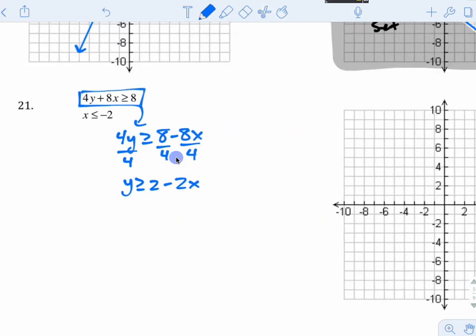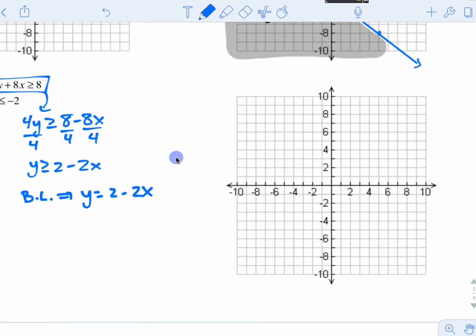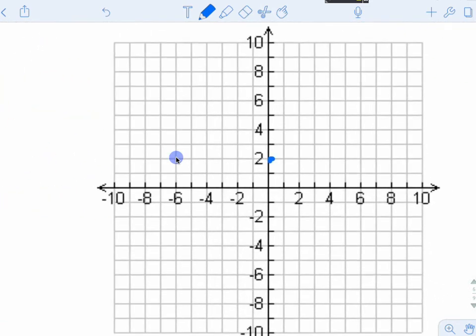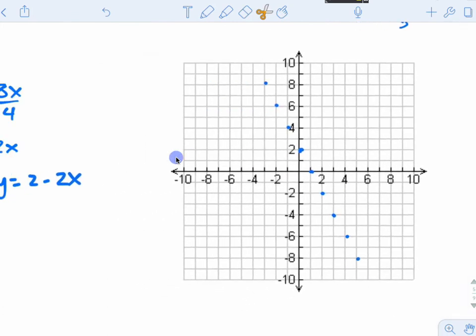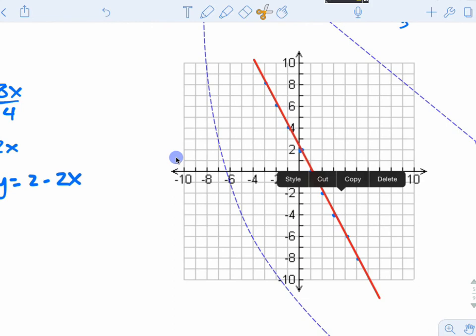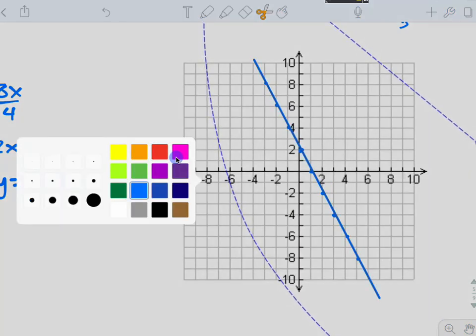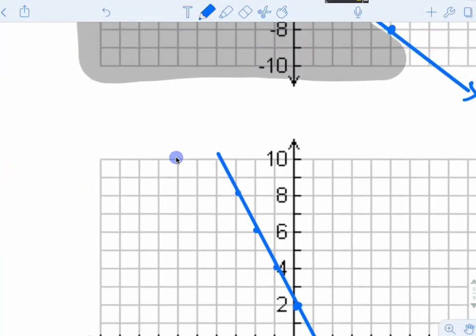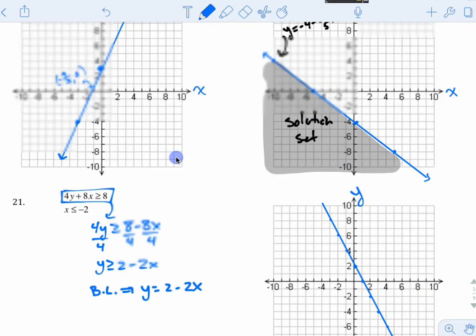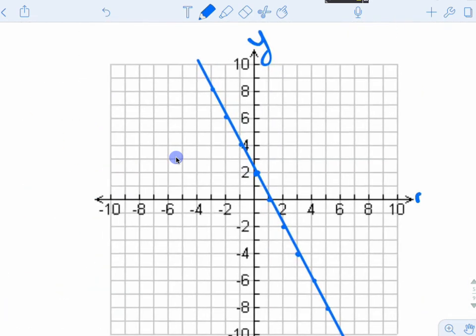We're going to graph the boundary line first. The boundary line is just going to be the line y equals 2 minus 2x, and this will be the boundary between ordered pairs that are and are not solutions to this inequality. So here are some points on that boundary line. Let's go ahead and graph that boundary line. All right, primo. Let's make it blue. Fantastic. Oh, don't forget to label those axes. Did I remember earlier? Yes. Good.